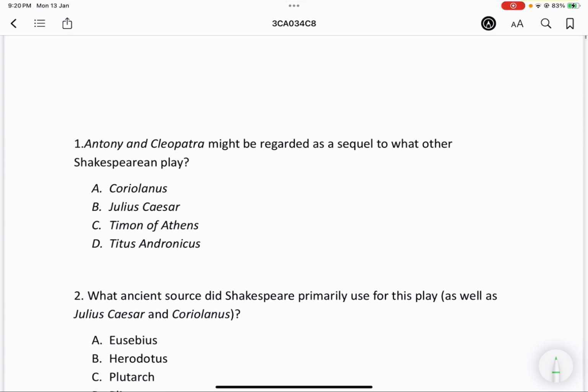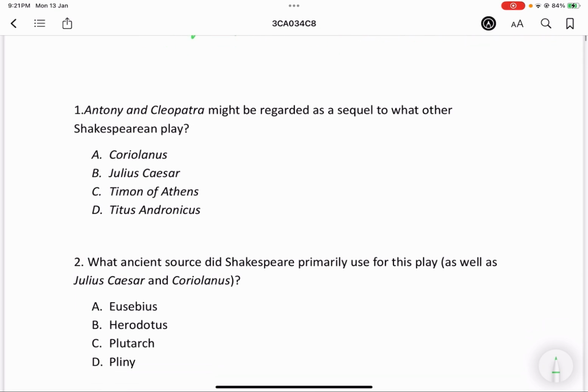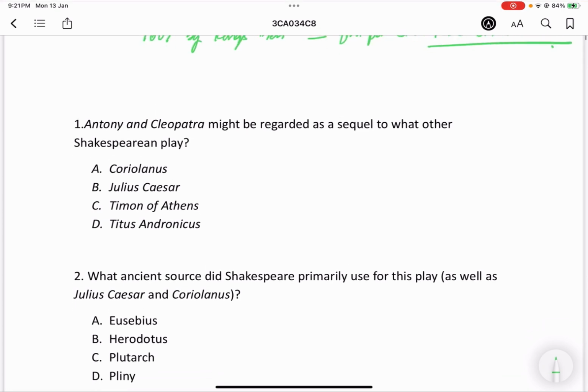Shakespeare. The first thing which we should remember is that it was first performed in 1607 by the King's Men and was first printed in the 1623 First Folio. Now, let's begin with the questions.